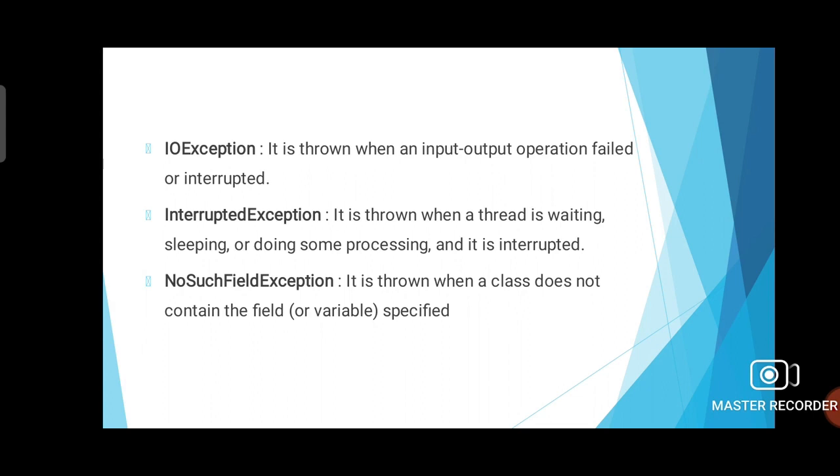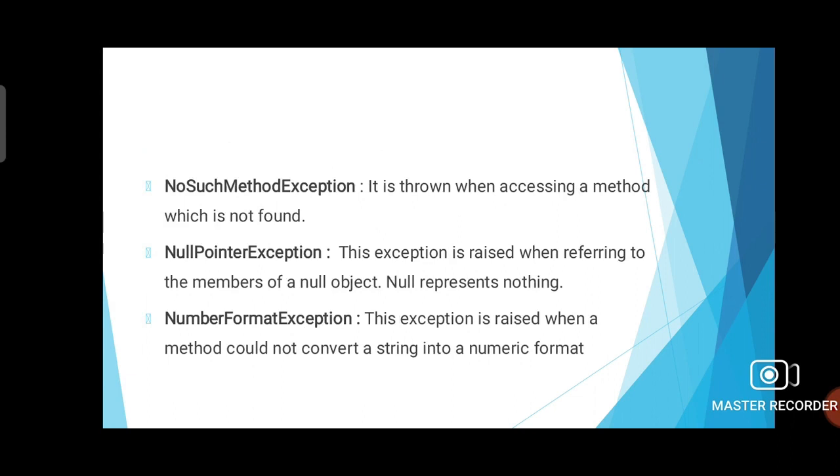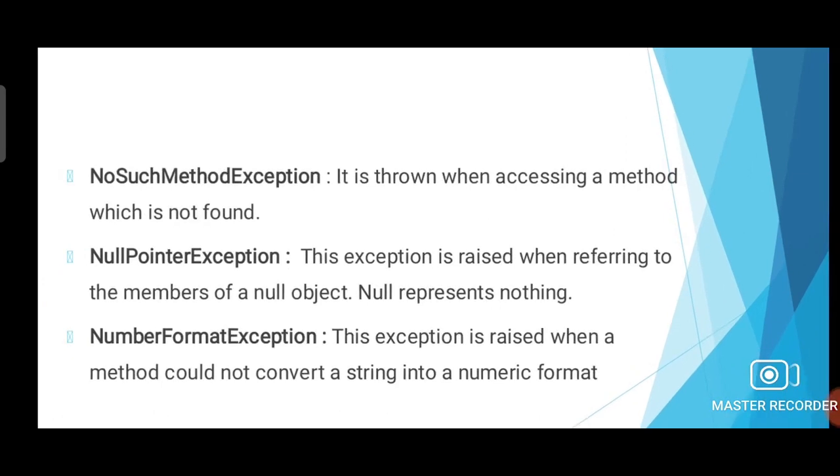No such field exception. This is the exception for the situation when a class does not have a certain field or variable specified. If we mention a field or variable that is not available in a particular class, that kind of error situation will be handled with the help of no such field exception. No such method exception. If a method is not accessible or is not found under a class, that error situation will be handled with the help of no such method exception.